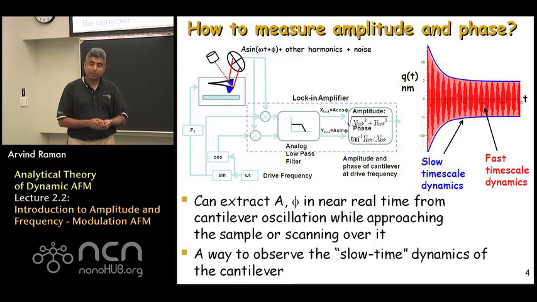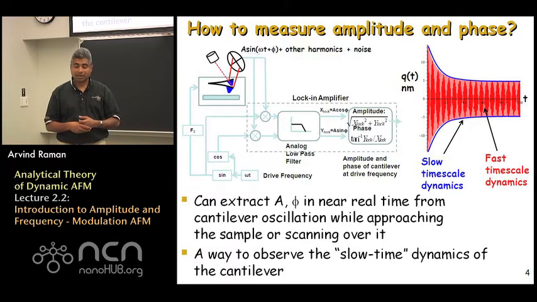And what it would spit out would be this x lock and y lock, which are proportional to amplitude times cosine phi and amplitude times sine phi. And so that's how, in near real time, one would be able to find out what the amplitude and phase of the oscillating output is.